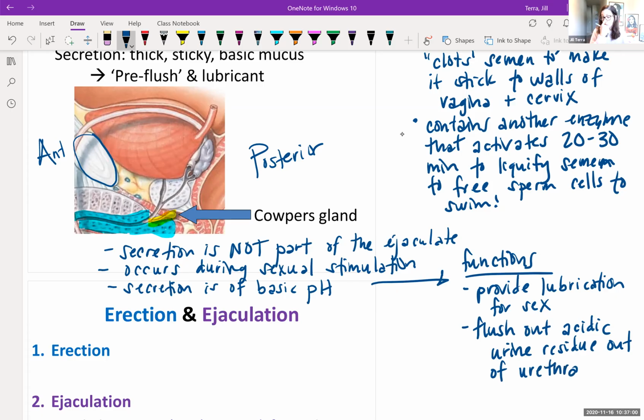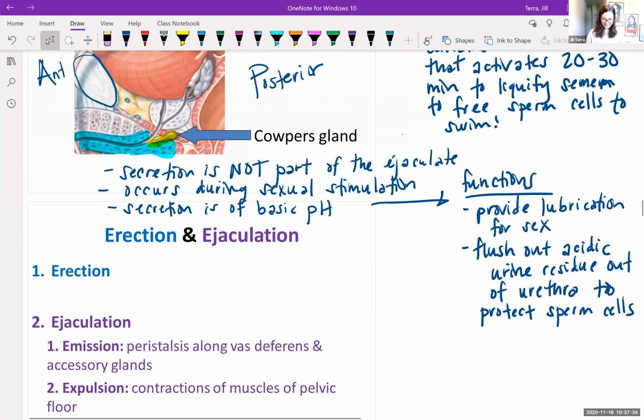so that the sperm cells don't encounter acid, because like most forms of life, most things aren't designed to deal with acid. Acid kills. And so we want to make sure that those sperm cells don't encounter an acidic environment as they're being transported through that urethra. And so that is one of the thoughts on the function of the fact that it's a basic type of secretion.